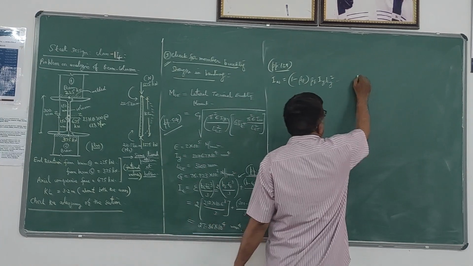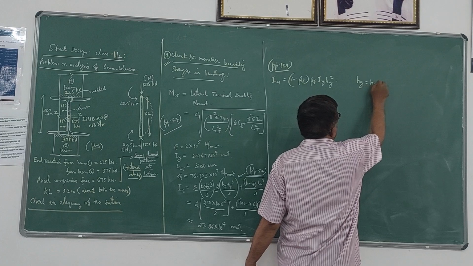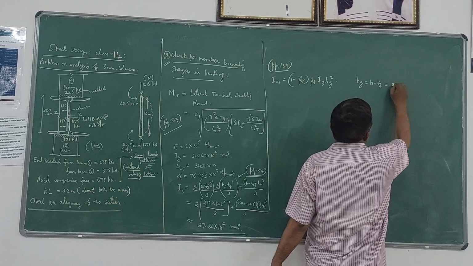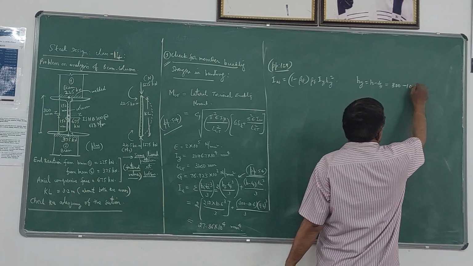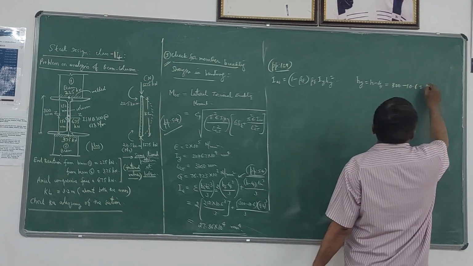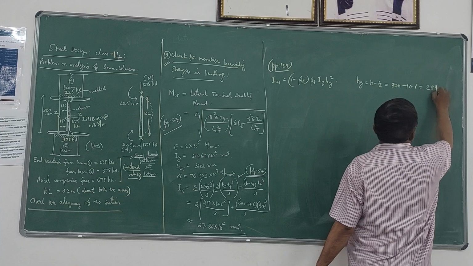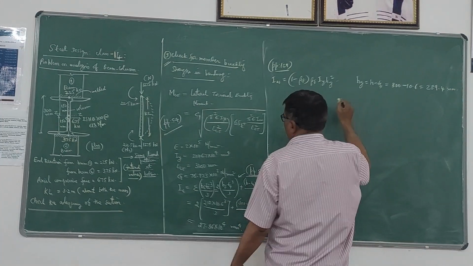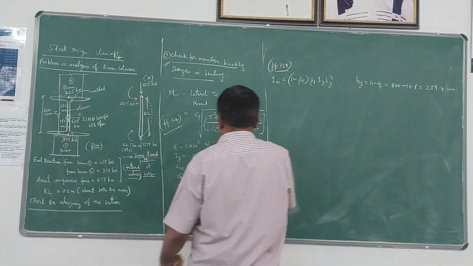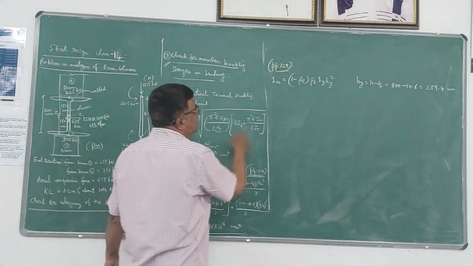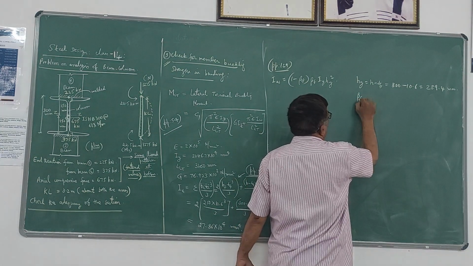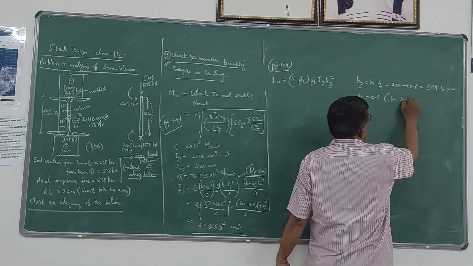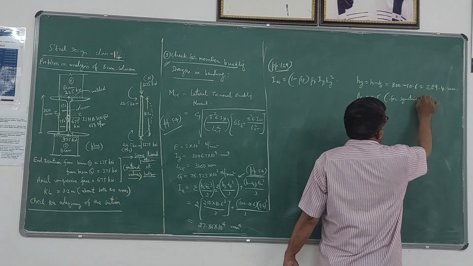Here hy is nothing but h minus p. You can take it as 300 minus 10.6, which comes out to be 289.4 mm. That is hy. The Iy value is of course the same, 2246.7 into 10 power 4. Then beta f is of course 0.5 for a symmetrical I section.